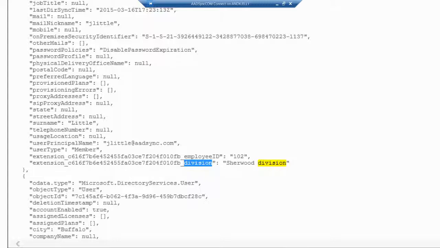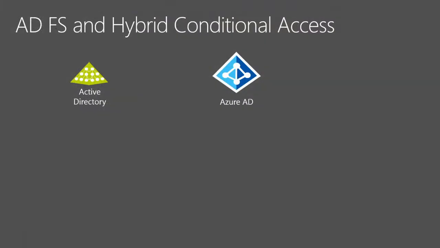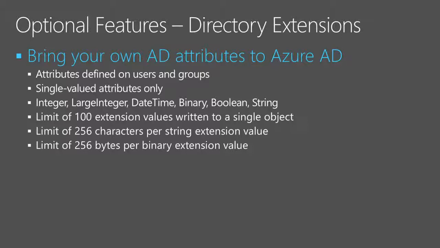Wow. So there are a few gotchas, of course, with that. As I said, this is the first time. It's not doing everything yet. You can only do it on users and groups. You cannot do it on contacts. You can only use single-valued attributes. You cannot use multi-valued attributes yet.